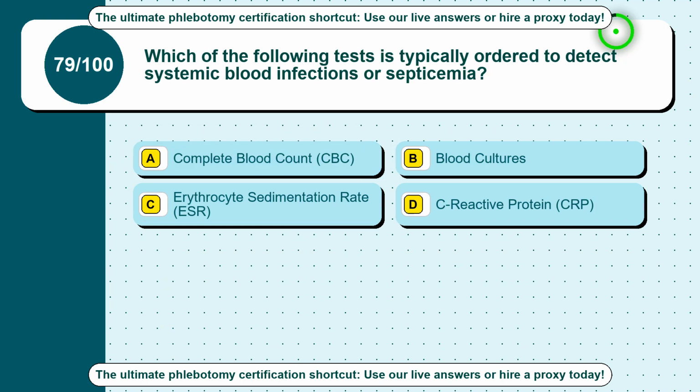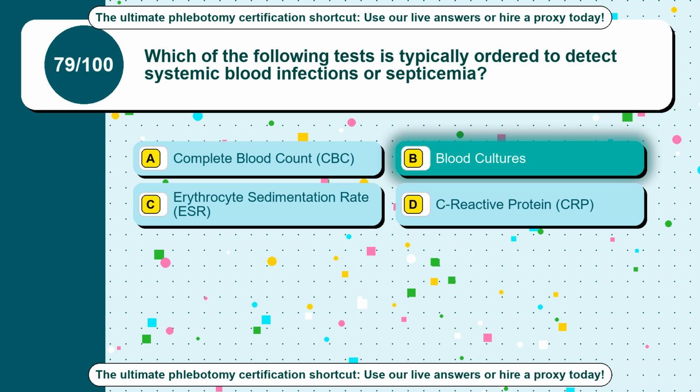Question 79. Which of the following tests is typically ordered to detect systemic blood infections or septicemia? Option A, complete blood count, CBC. Option B, blood cultures. Option C, erythrocyte sedimentation rate, ESR. Option D, C-reactive protein, CRP.